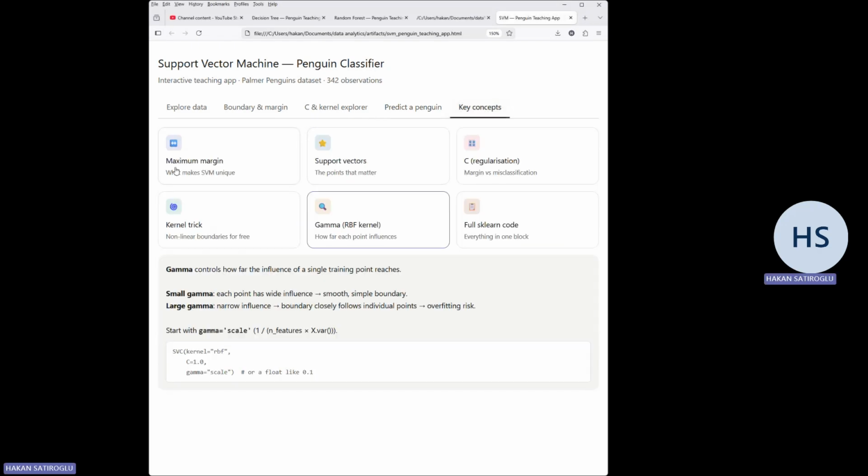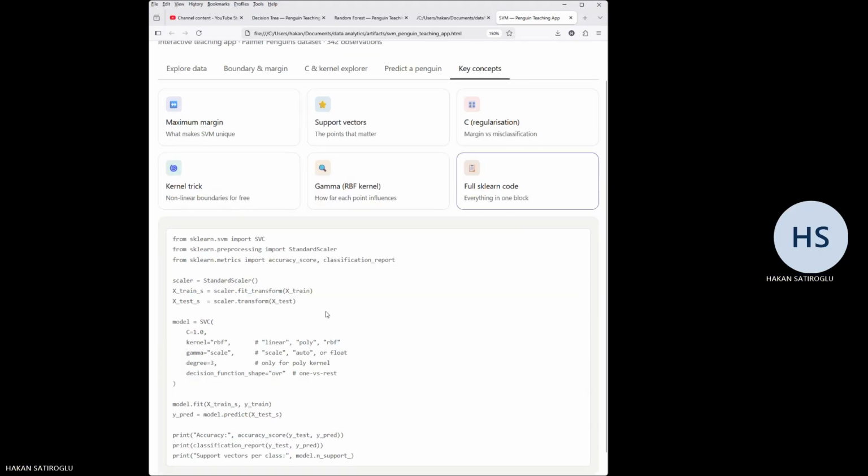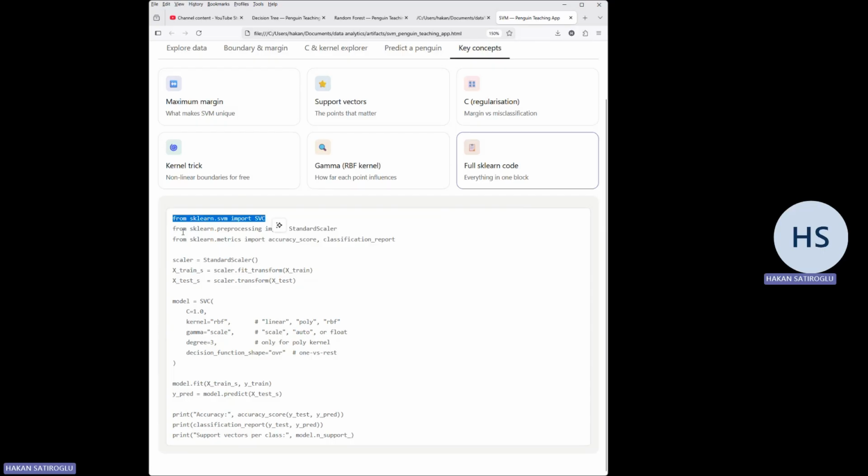So some of the key concepts when you are writing code about this one, as you can see, some lines. You don't need to memorize them at all, because currently AI is writing all these elements and scalers for us. I'm just showing this one to give you an idea about SVM. The model is run with this code, SVC. One is the regularization, the kernel: RBF, linear, polynomial, or RBF. Gamma is scale, auto, or float. Degree is only for the poly kernel.